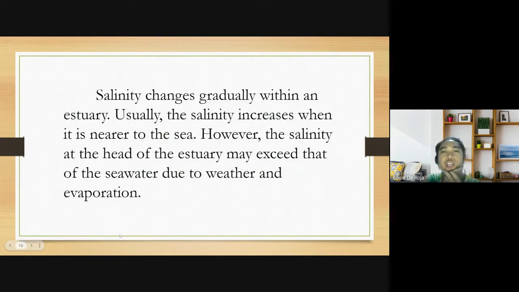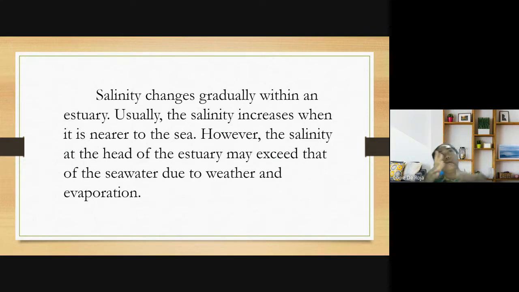Okay, salinity changes gradually within an estuary. Usually, the salinity increases when it is nearer to the sea. Okay, habang malapit na po siya sa sea, mas umaalat po yung tubig. Okay, yung mixture. However, the salinity at the head of the estuary may exceed that of the seawater due to weather and evaporation.